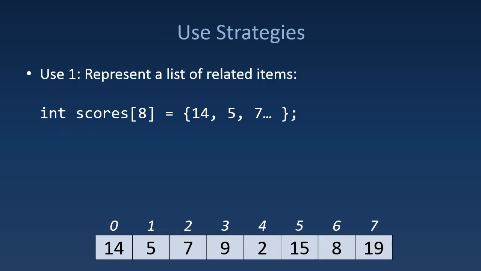So the most straightforward way to use an array is as a list. It's a very low-level primitive way of doing it, but if I want to represent 8 scores, I can have an array that does that. And that is going to be easier to use than 8 separate variables because I can loop through an array and do something to each score as opposed to having to copy and paste chunks of code around to handle 8 different variables.